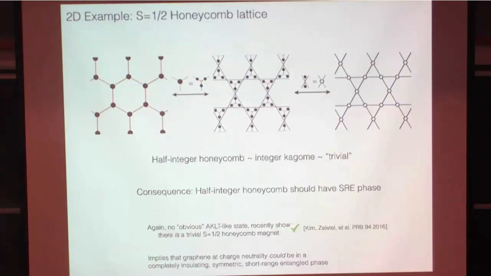One of the consequences of this is actually for graphene. So normally when we think about graphene at empty filling, people talk about it either being gapless or possibly having some sort of symmetry breaking. But this tells you that with strong interactions, in principle, graphene could actually just be an interacting insulator, which is completely symmetric and short-range entangled.